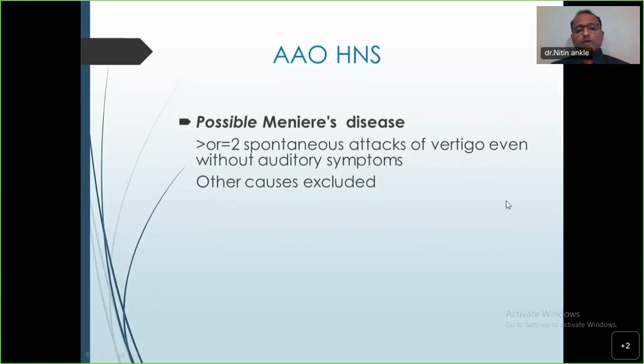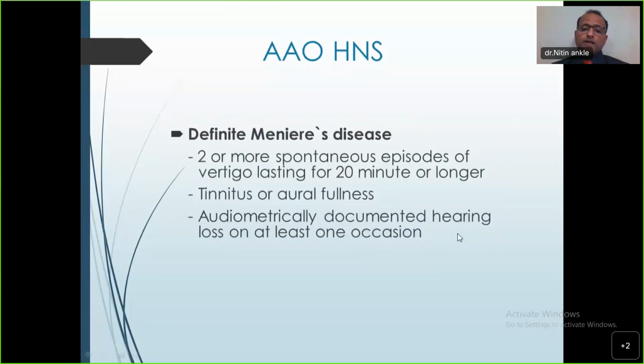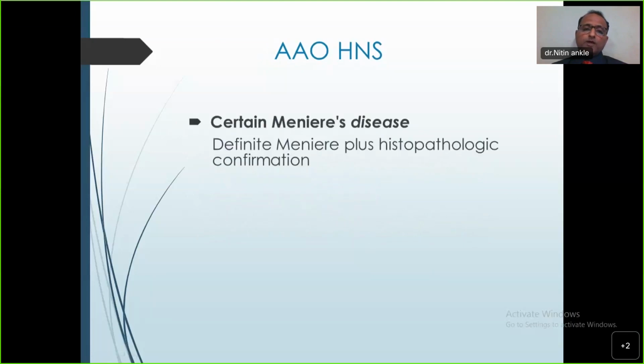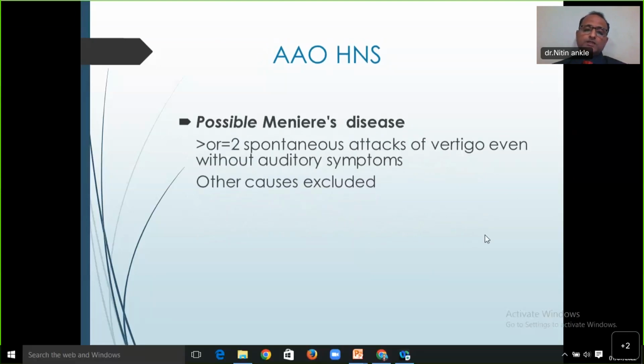Again, we have to make it into definite Meniere's by doing the audiometry either during the episode, or immediately after the episode of vertigo, and document it properly to call it a definite Meniere's disease. So again, I'll repeat: possible Meniere's disease is 2 or more spontaneous attacks of vertigo even without auditory symptoms, and other causes are excluded.